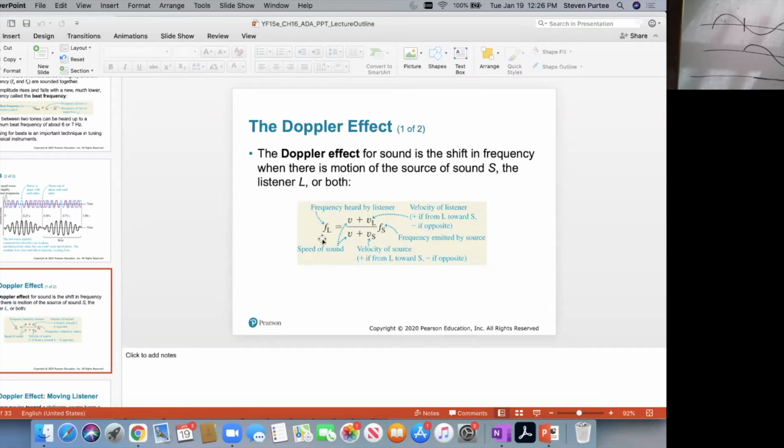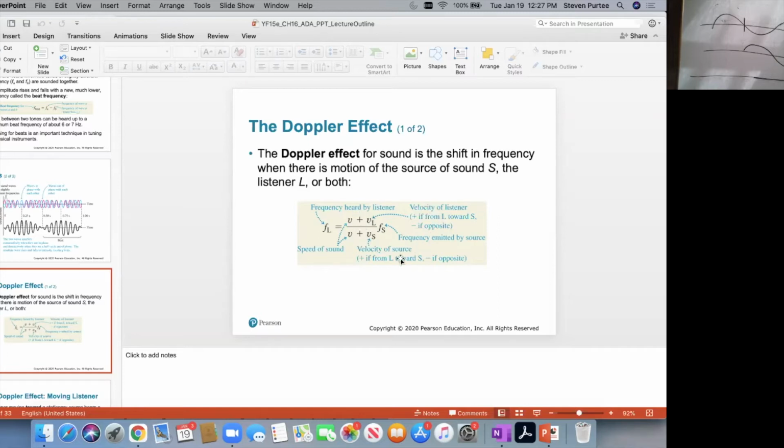So L here is the listener, S is the source, V here is the speed of sound in air. We'll usually use 344 meters per second for that. VL is the speed of the listener, because the listener could be moving. VS is the speed of the source. Here's where you're going to get these wrong. You got to be careful whether to include a plus or a minus up here.